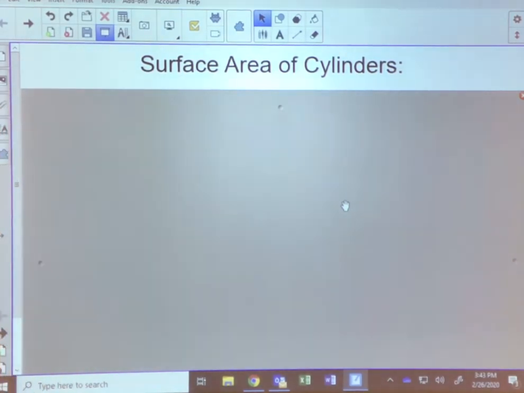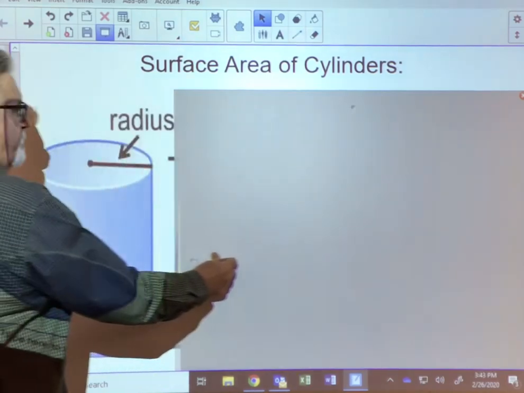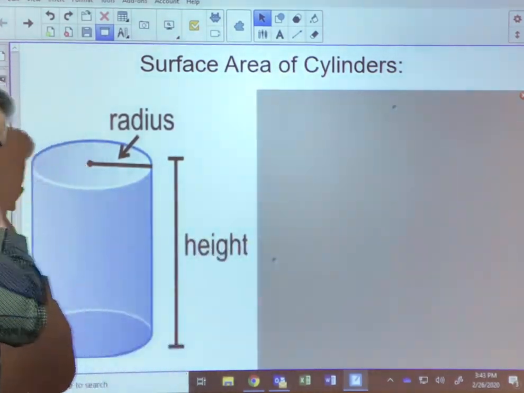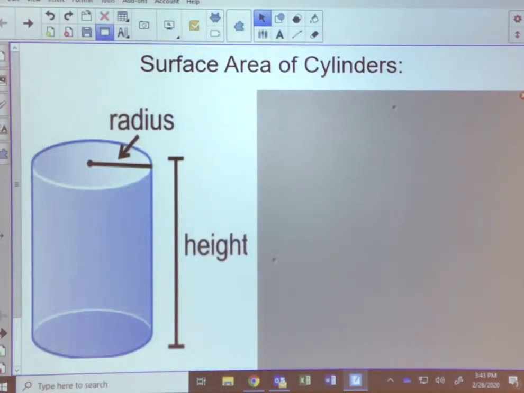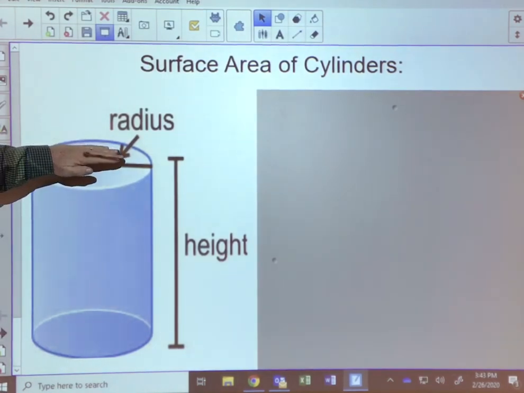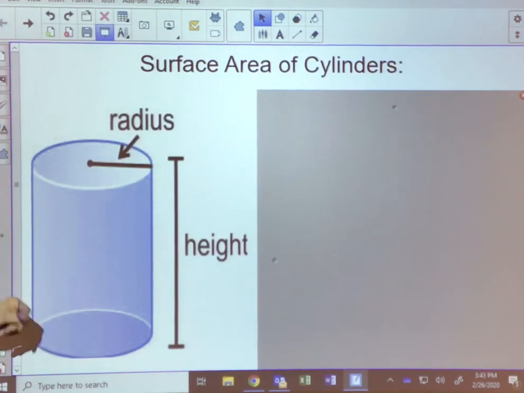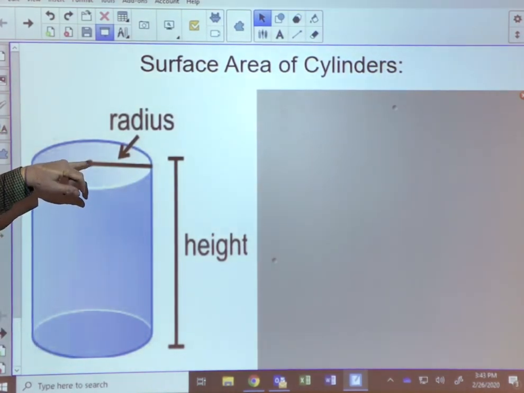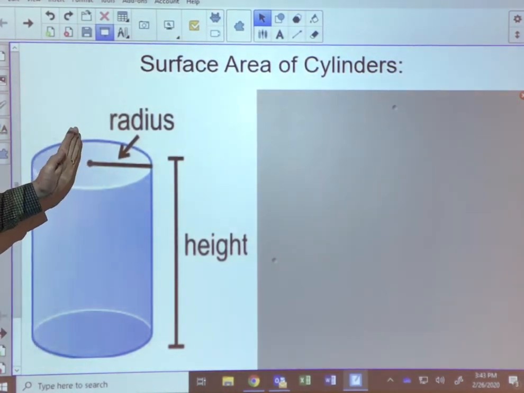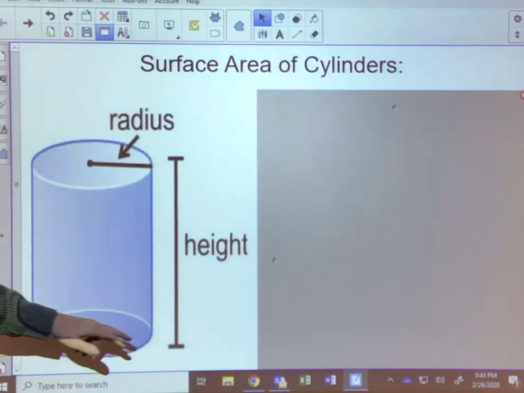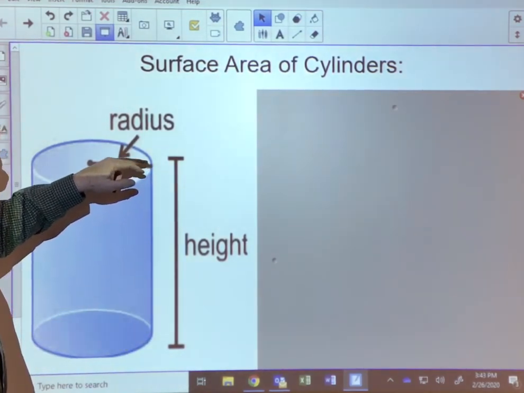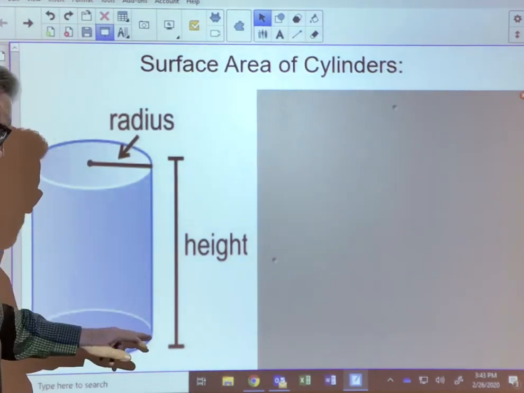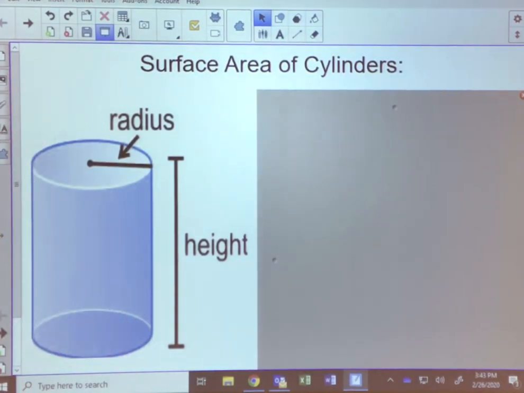But surface area of a cylinder, first of all, let's just review what a cylinder is. The cylinder has two parallel bases, and both of those bases are circles. One thing, they're either going to give us, we need to know the radius or the diameter or both. And then the height is the measurement in between the two bases, or in between the two circles, the distance in between the two circles.